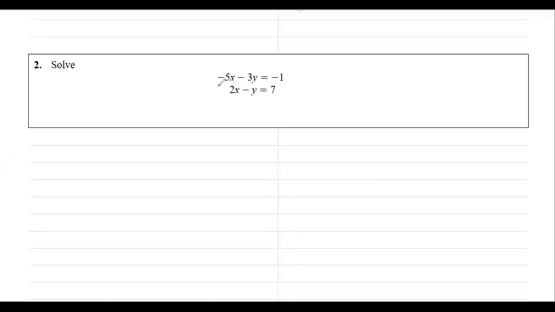All right, so we have a pair of simultaneous equations. Let's have a look at some techniques that we can use to solve this. We could use a substitution method. We could use multiplication and elimination. I think that's what I'm going to do.